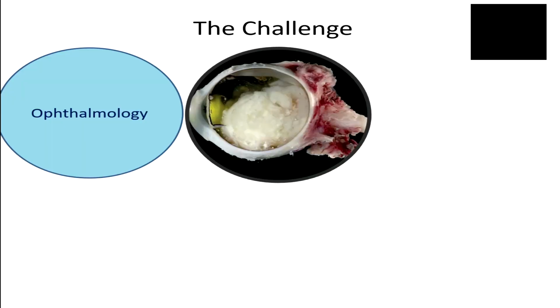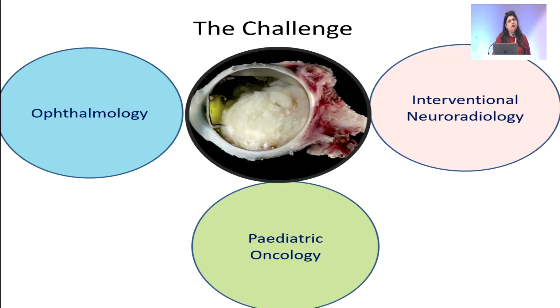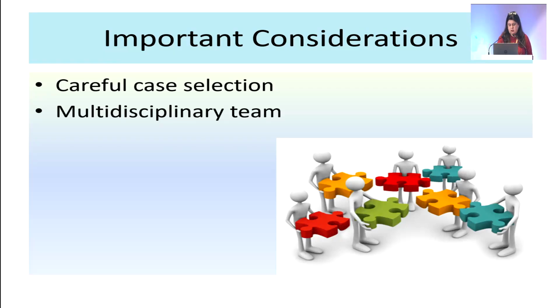Now, what is the challenge? Why is it difficult, especially in low resource settings, to do this kind of procedure? You need to first build a team. You need an ocular oncologist. You need an interventional neuroradiologist who will be actually performing the procedure, and you need a pediatric oncologist, because there can be complications which need to be handled, and therefore having an experienced and skilled team in place is one of the biggest challenges. Now, important considerations: not all cases of retinoblastoma can benefit from intra-arterial chemotherapy. So apart from having a multidisciplinary team, one also needs to do a careful case selection. Which are the cases where you really want to offer IAC with an intent to cure?